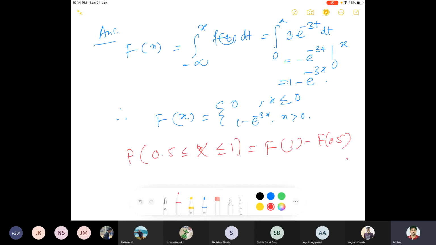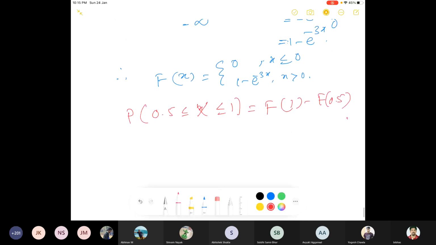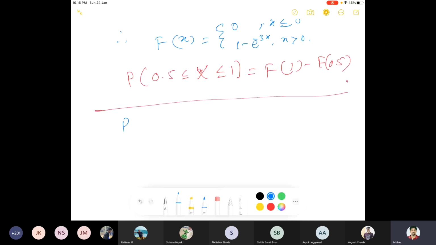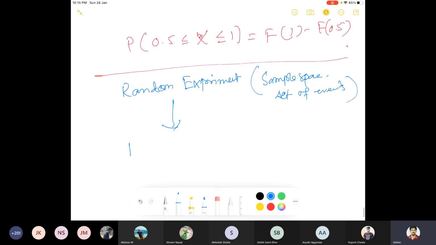So this is a little bit about continuous random variables. The basic idea is we had a random experiment, which means we have a sample space, a set of events, basically the probability space. From here, we build up the concept of a random variable.